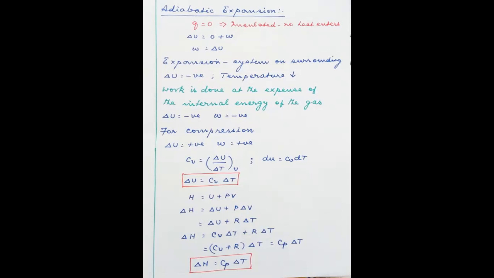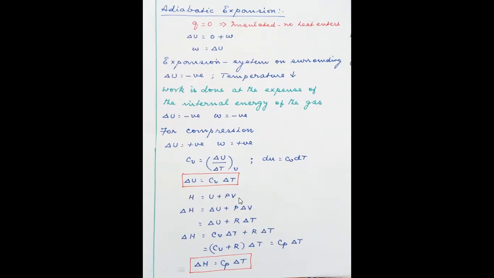For compression, delta U is positive. The work done is positive. So the work is done at the expense of the internal energy of the gas. When W is positive, the surroundings are doing work on the system. So internal energy increases. But what is the relation between internal energy and the temperature?